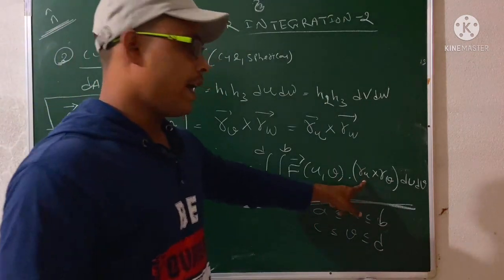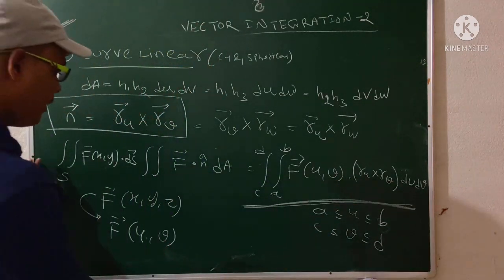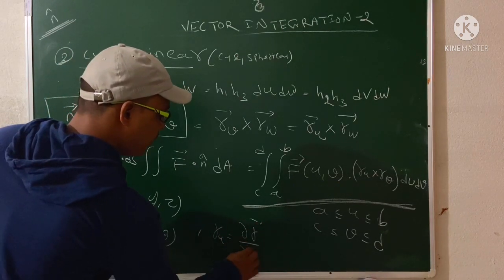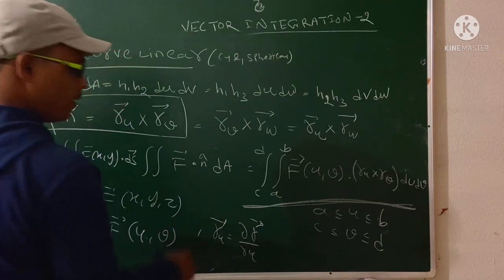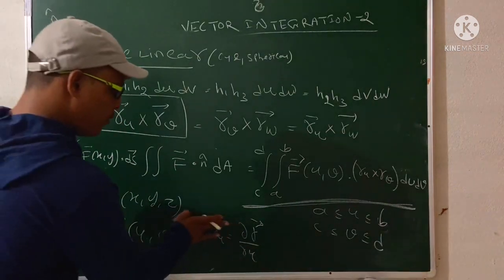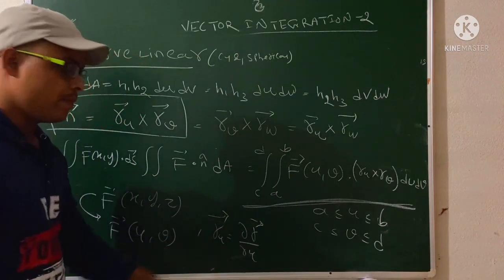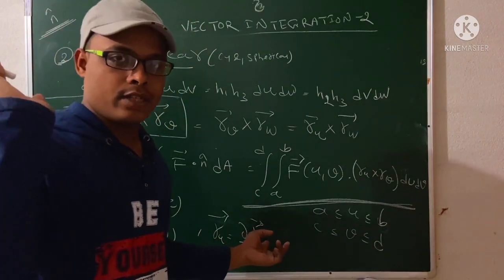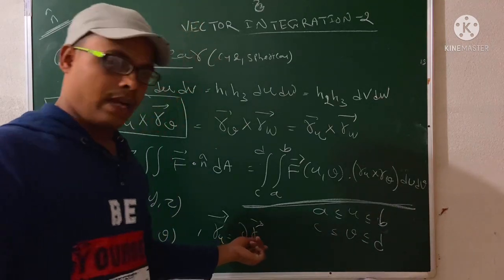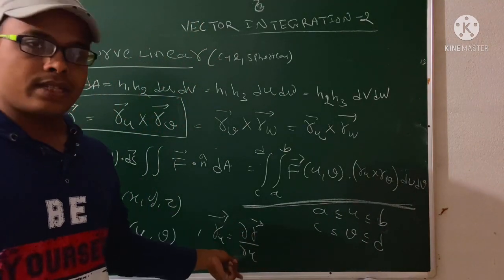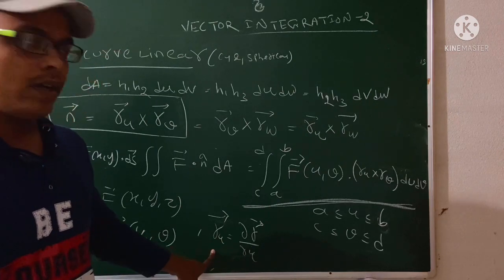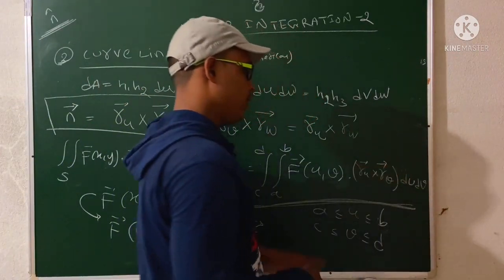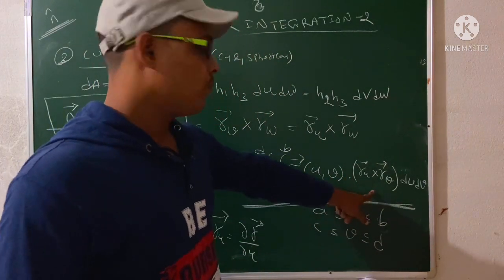Then find out the ru. What is ru? Your ru is nothing but del r vector divided by del u. Okay, so this is the partial derivative. How will you find the ru vector? How do you find the r vector? Use the cylindrical and spherical coordinate system, then you will find the r vector. Then take the partial derivative with respect to u, you will find the ru vector. Similarly, find the rv vector. Take the cross product. So this is the n vector.